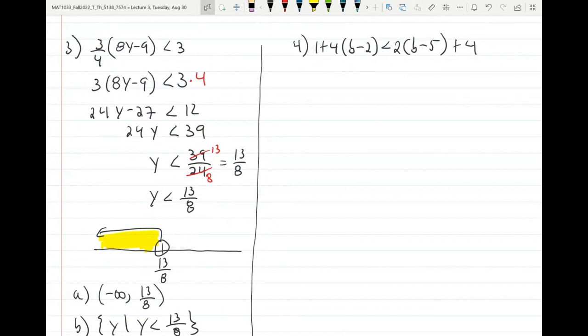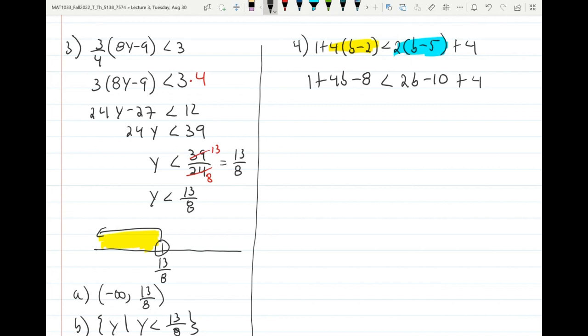About number 4, what's the first thing that we should do? So remember, once you see something like this, just work on each side of the expression. Before moving things around, just simplify as much as you can each side, and then you start switching things around. Okay? So let's focus on the left, and at the same time, we focus on the right. So let's see, on the left, we can do something about this guy, right? Just distribute the 4. So we get 4b minus 8, 4 times negative 2, less than, and then on the right, we work on this guy. So distribute the 2. So we get 2b minus 10, and then plus 4.